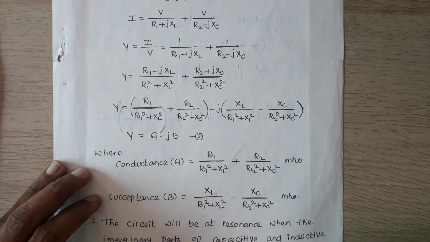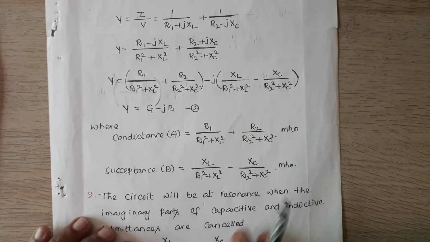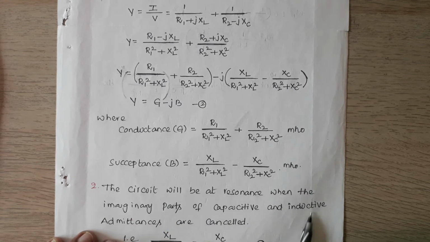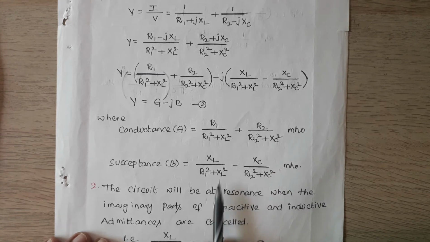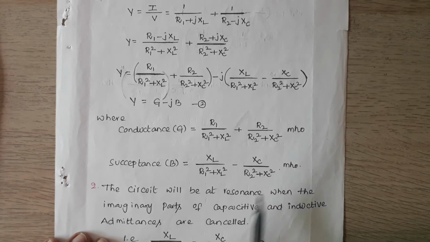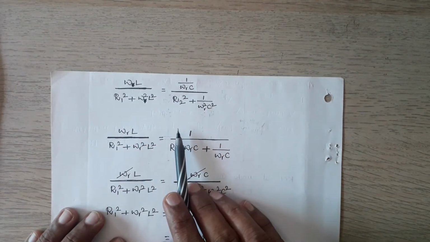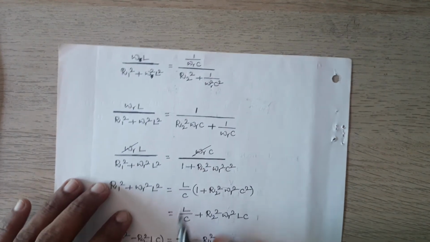So equate this to 0. To get the resonance condition, we have to make this susceptance 0. So the circuit will be at resonance when the imaginary parts of the capacitive and inductive admittances cancel, or are equal to 0. So equate this to make that term 0. Replace XL with ωRL and XC with 1/(ωRC), because now the circuit is at resonance, and go on simplifying this.